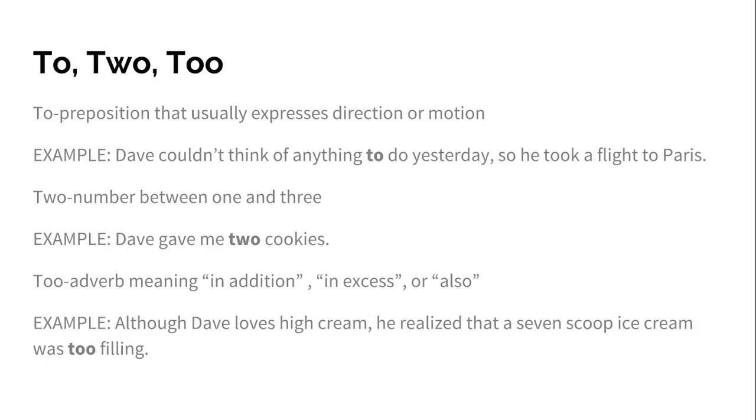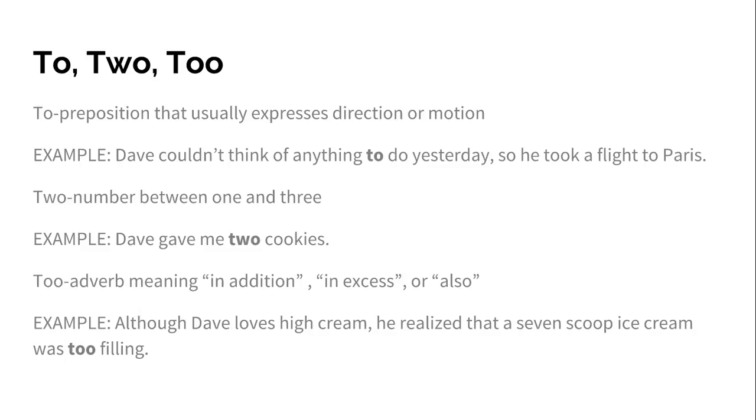To is a preposition that usually expresses direction or motion. For example, Dave couldn't think of anything to do yesterday, so he took a flight to Paris. Two is the number between 1 and 3. For example, Dave gave me two cookies.